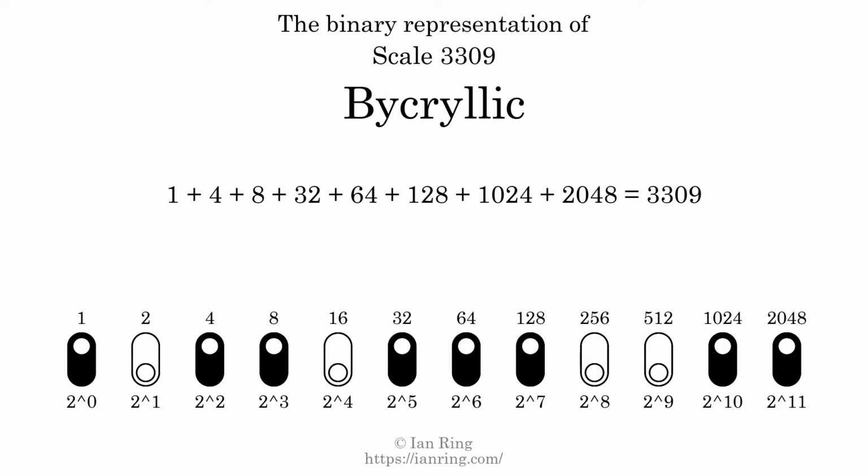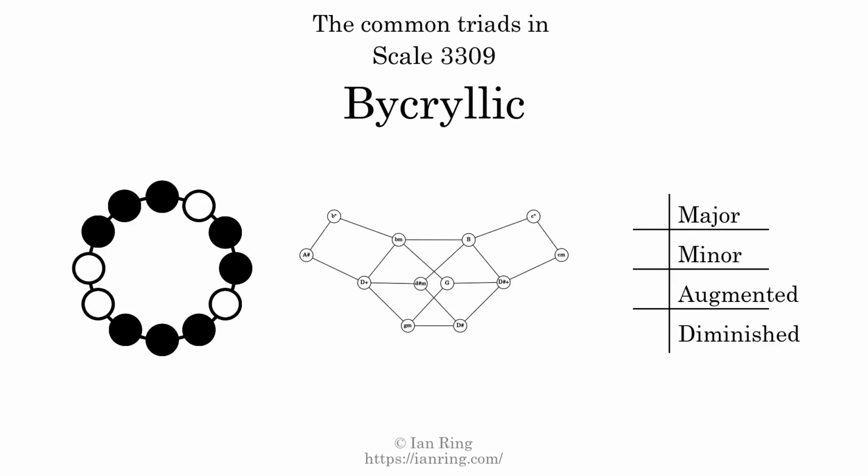The scale number not only enumerates the scale with a unique index, but it also literally describes the tonal content of the scale. Represented as a binary number in base 2, the scale number is 110011101101. Here are the common triads present in this scale.